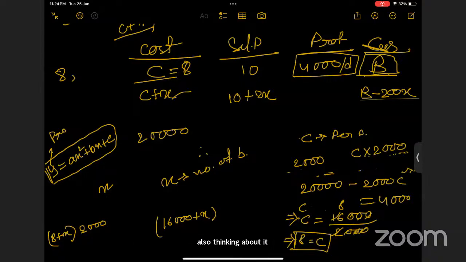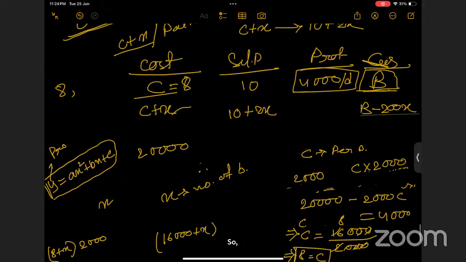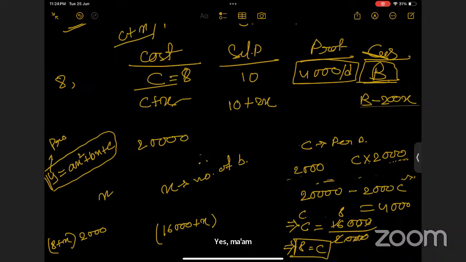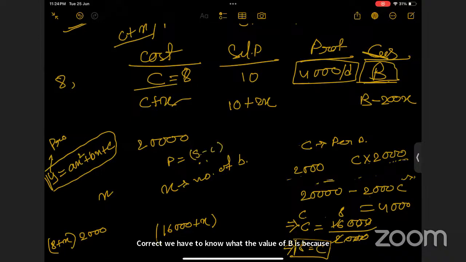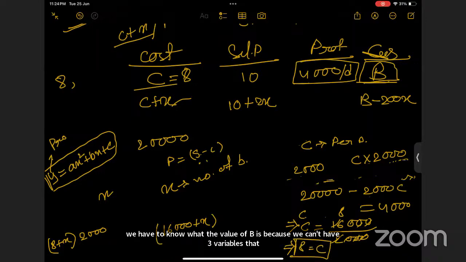So we got the value of C. We got the cost price, right? Yes, ma'am. Only profit is... So, ma'am, if we have to find an equation in terms of profit, then that should be the selling price minus cost price into number of customers. For that, we have to know what the value of B is because we can't have three variables that we are dealing with. Yeah. We have to find the value of B, right?